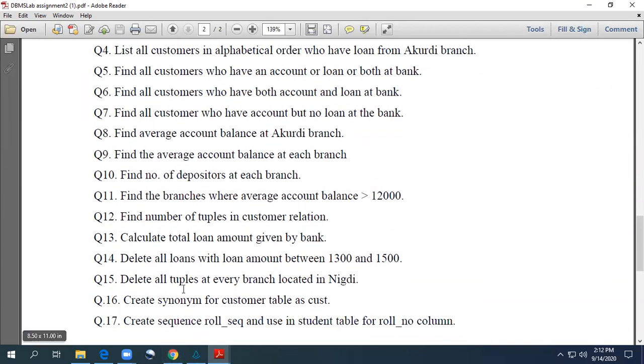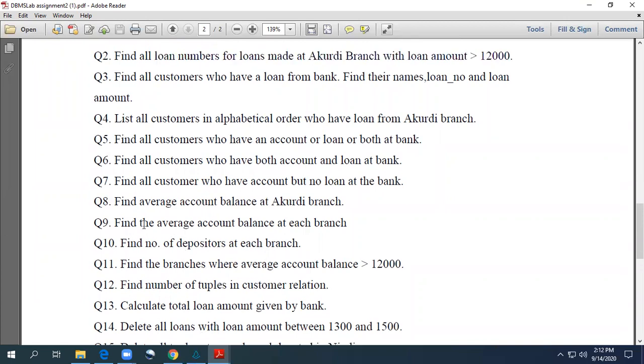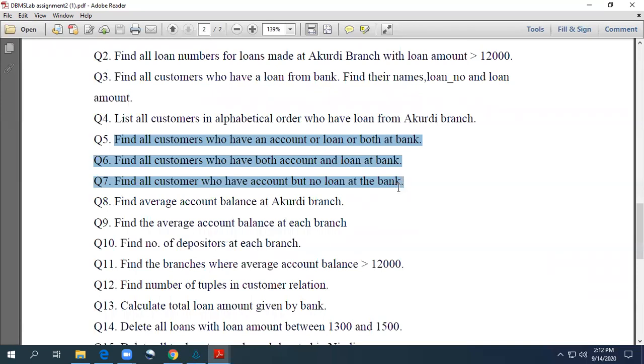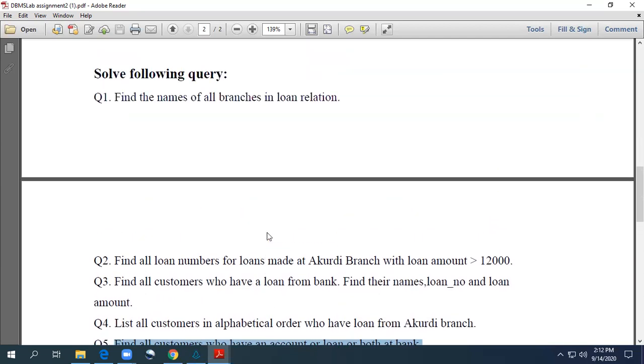Out of these 17 queries, some queries are based on the set operators that I want to discuss with you here. So what are these queries? Query number 7, query number 6, and query number 5. So 5, 6, 7, these are the three queries in this list that are based on the set operators, right? We will discuss how you can solve these queries here.